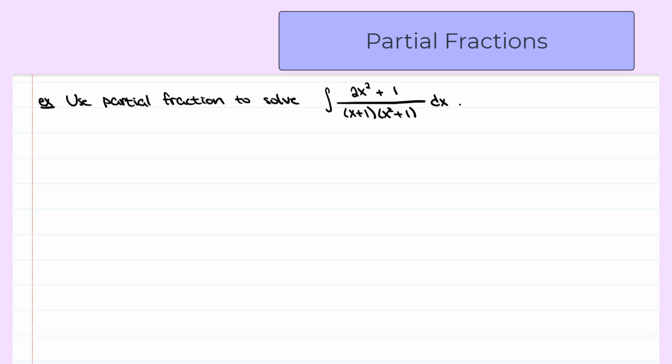Now let's solve this integral using the partial fraction. Here we have the integral of 2x squared plus 1 over x plus 1 times x squared plus 1. So in the denominator we have a linear factor, x plus 1, and the x squared plus 1 is a quadratic factor.